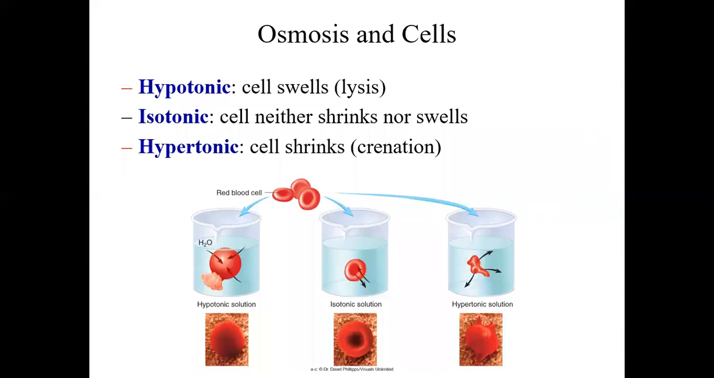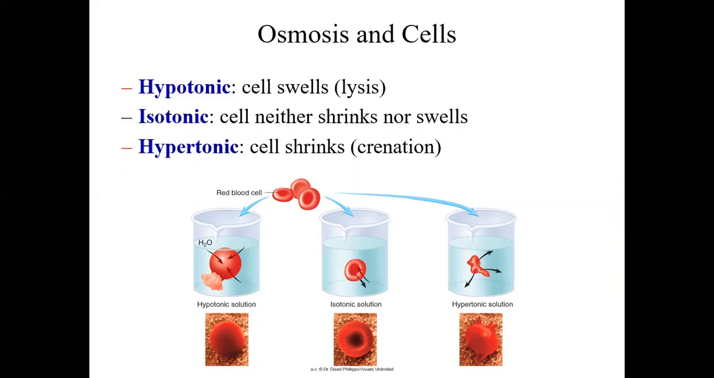In this diagram, you see a couple of terms up here: hypotonic, isotonic, and hypertonic. Hypo means lower than or less than. And so a hypotonic solution has a lower concentration compared to what's on the other side of the membrane. Iso means equal. So isotonic solution has the same concentration as what's on the other side of the membrane. And hypertonic means more than.